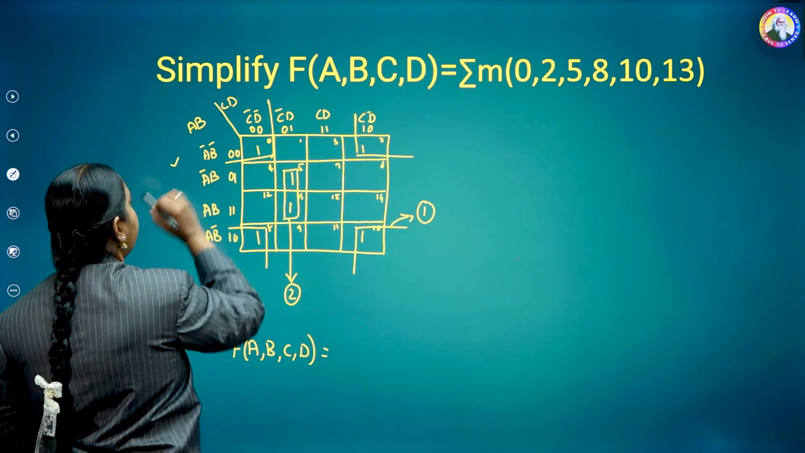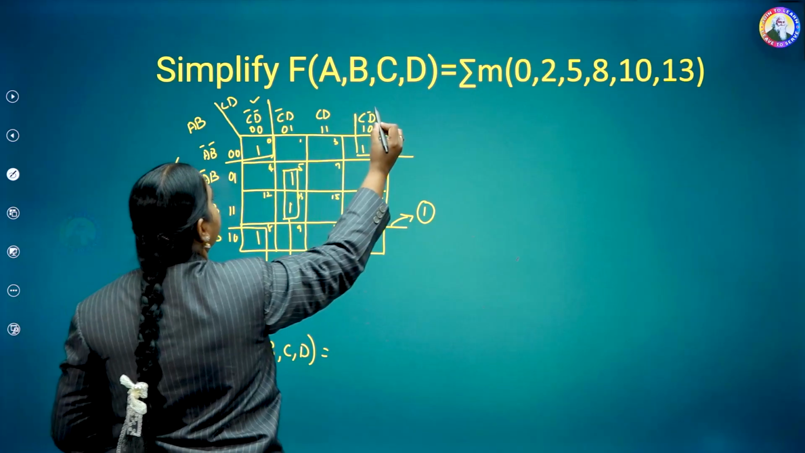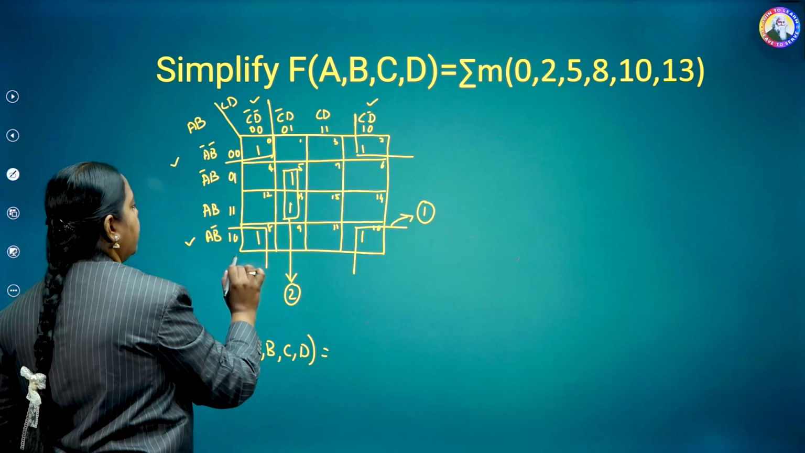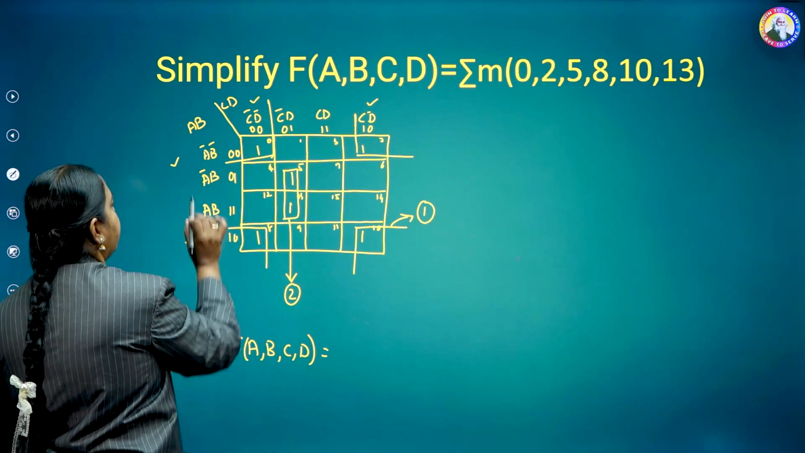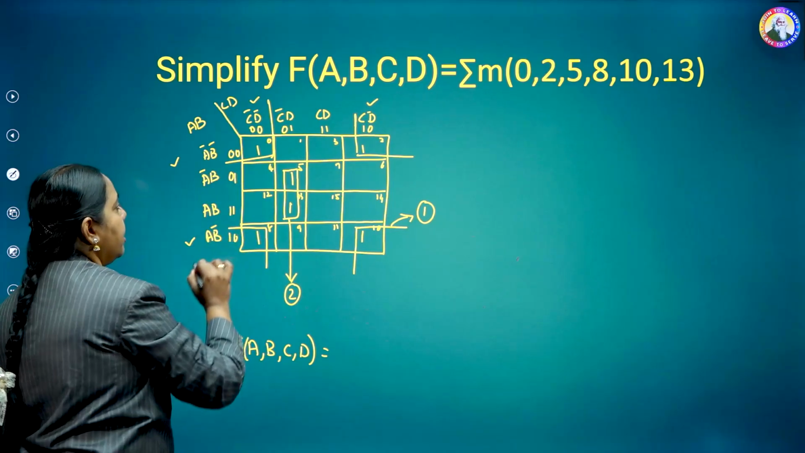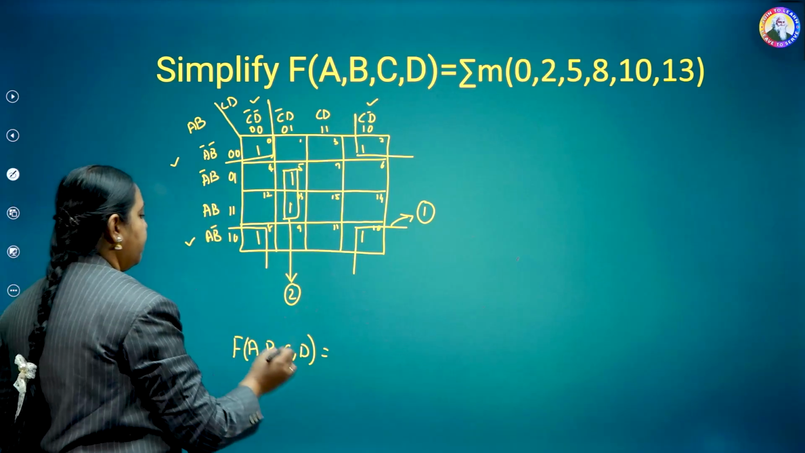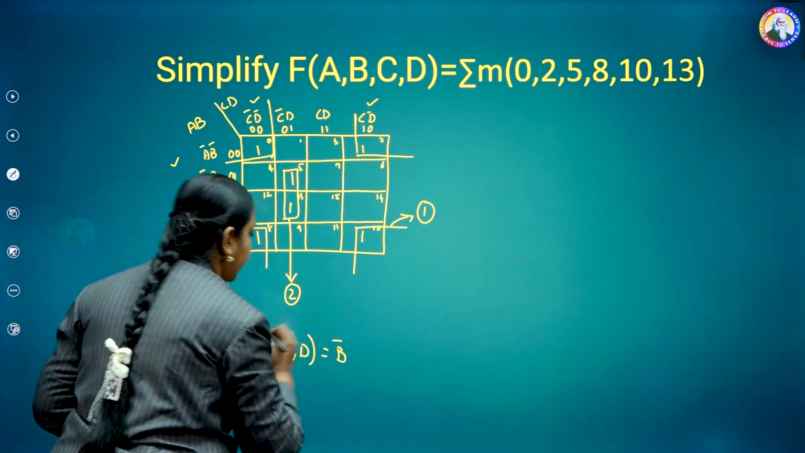So a, b bar and a bar, b bar, c bar, d bar and c, d bar. I need to observe all these 4. So here if I go for the horizontal, then a, b bar, b bar. Here the variable that is differing is a bar. So b bar will be present, a bar will get cancelled.